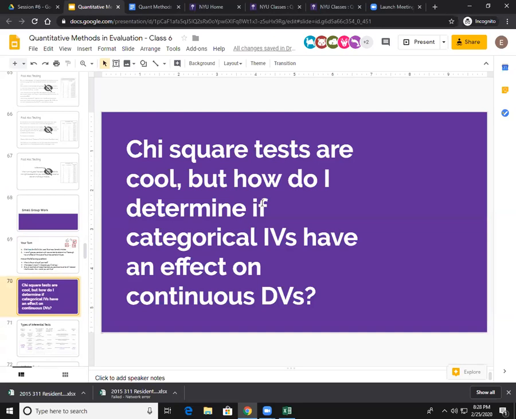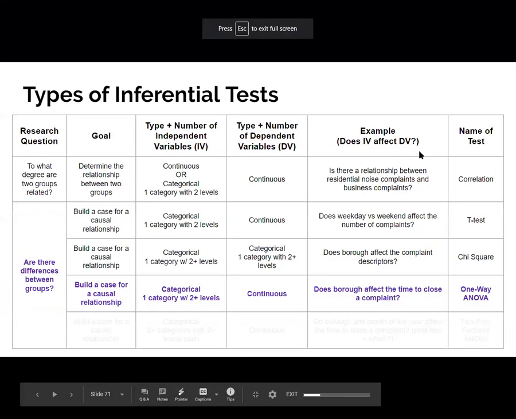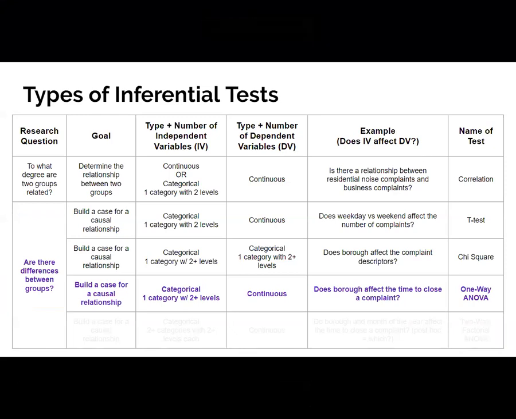All right, so chi-square tests are cool, but how do I determine if categorical independent variables have an effect on continuous dependent variables? Going back to that grid of ours, if we want to build a causal relationship for categorical independent and continuous dependent, an example is: does Burrow affect the time to close a complaint? We do that with an ANOVA test. Is this on the slide? Yes.